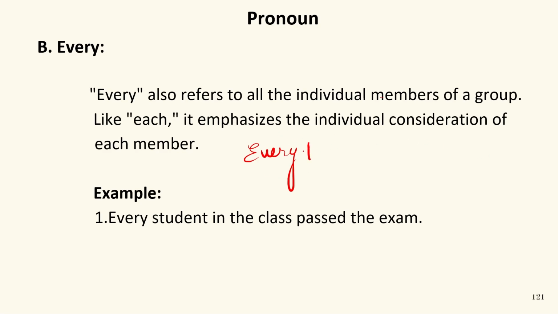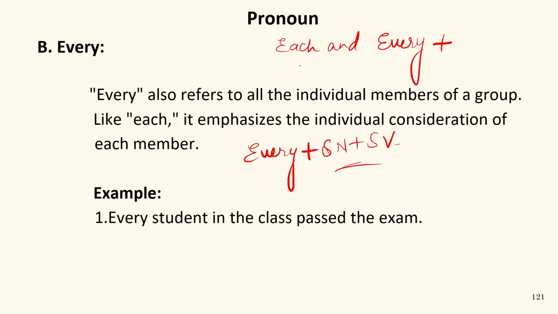Now, every is again followed by a singular noun and singular form of verb. If we use each and every together, then again they should be followed by a singular noun and singular form of verb. Though each and every are both given, they should be followed by a singular noun and singular form of verb only.